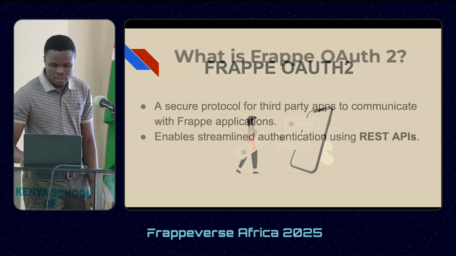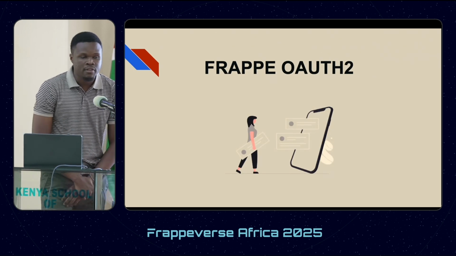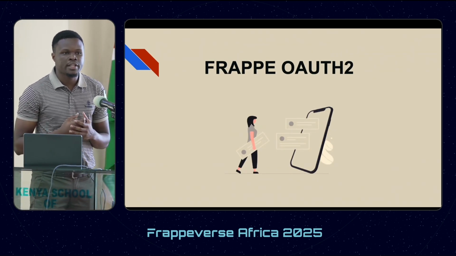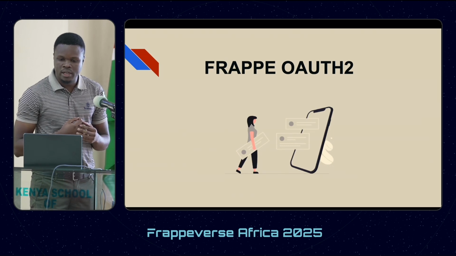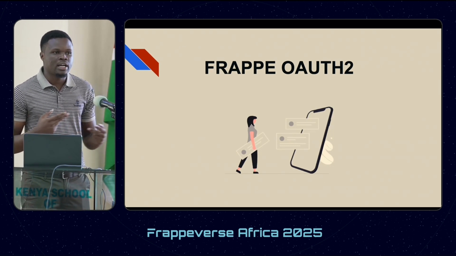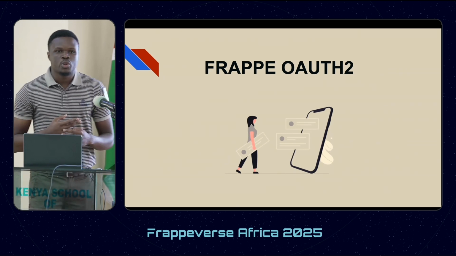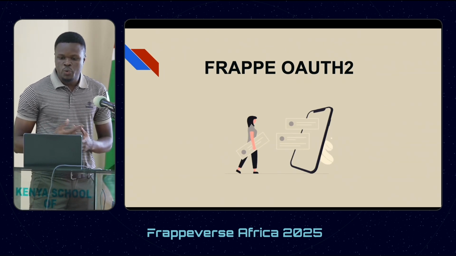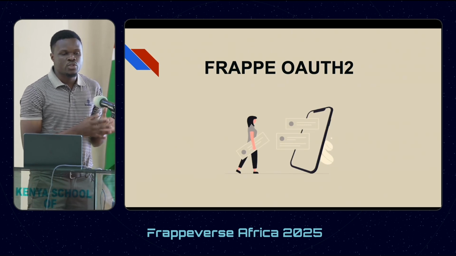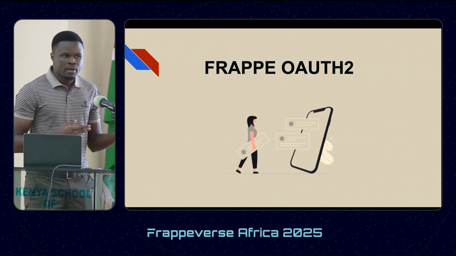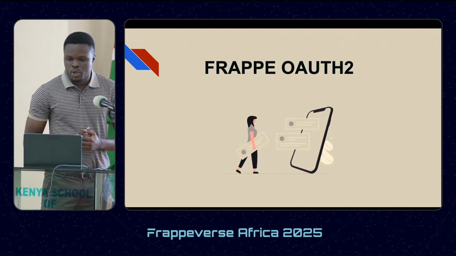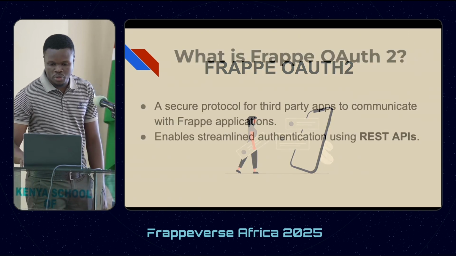So, why Frappe OAuth 2? For your mobile app to communicate with the Frappe instance, there has to be a link between the two. So what links them? We opted to use Frappe OAuth 2. There are various other ways of linking the two systems, the mobile app and Frappe, but for us we opted to use Frappe OAuth 2.